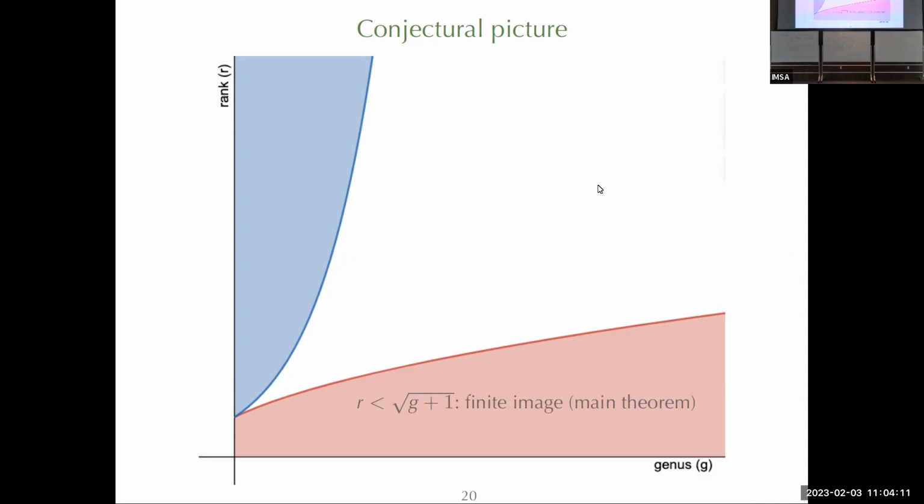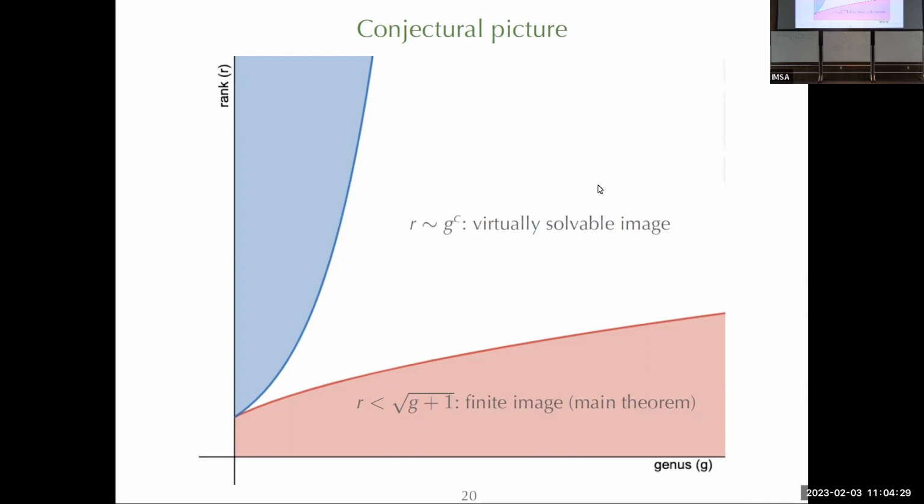It says that in the region where the rank is small, so R is less than the square root of the genus plus 1, any representation with finite orbit under the mapping class group has finite image. I'll spend the last third or so of the talk proving that.